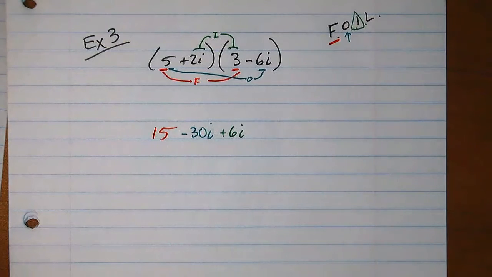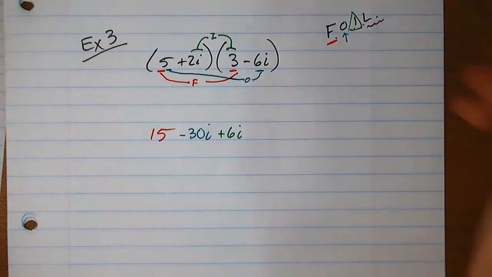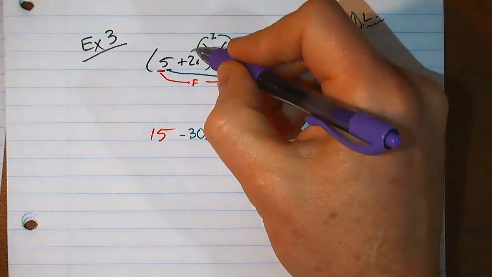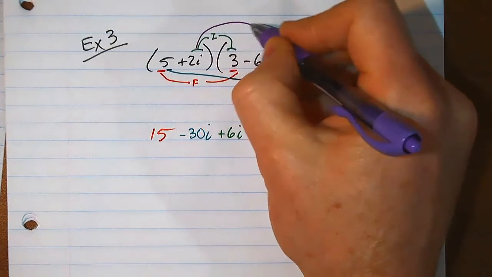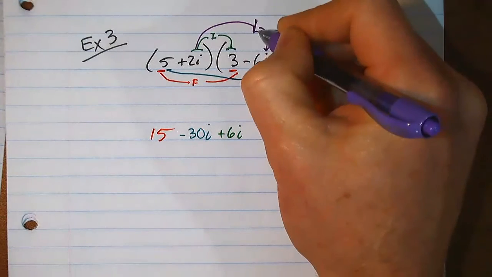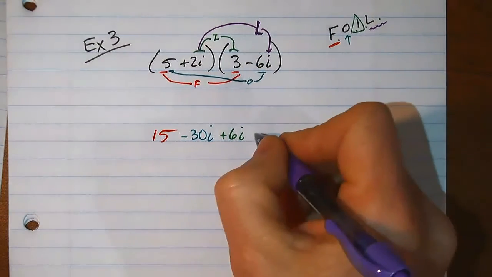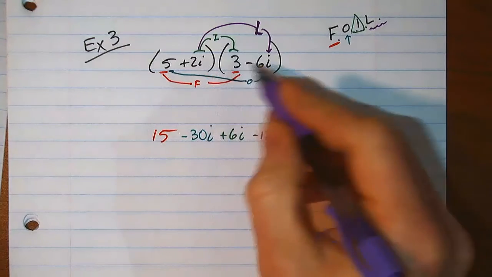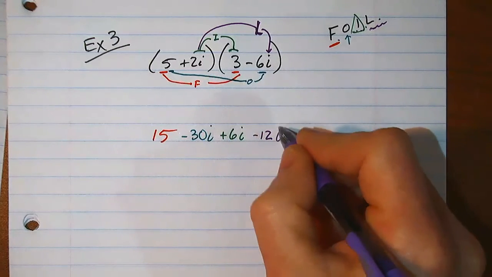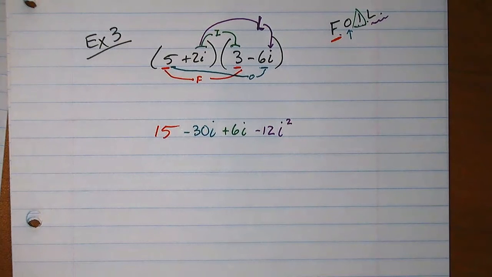And then last but not least are my lasts. Okay, so the things that come last. So in this parenthesis, the thing that comes last is the 2i. The thing that comes last in this parenthesis is a negative 6i. That's an L for last. So 2 times negative 6 is negative 12. And then i times i is i squared. And so that's what I get after I do FOIL.